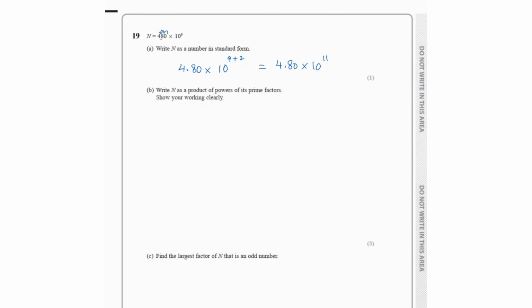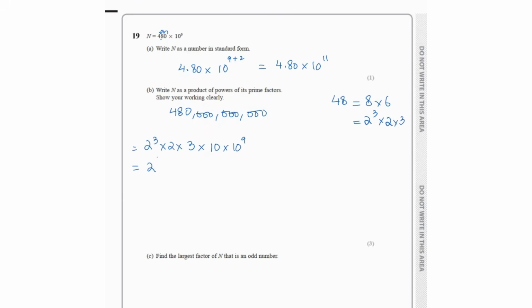Then write n as a product of powers of its prime factors. You're working clearly. So n is 480, and then we have 9 zeros. So 1, 2, 3, 4, 5, 6, 7, 8, 9. So you have to write this as a product of powers of its prime factors. 48 is 8 times 6. 8 is 2 cubed, 6 is 2 times 3. So 2 cubed times 2 times 3 times 10 to the power of 9, if I break this down.